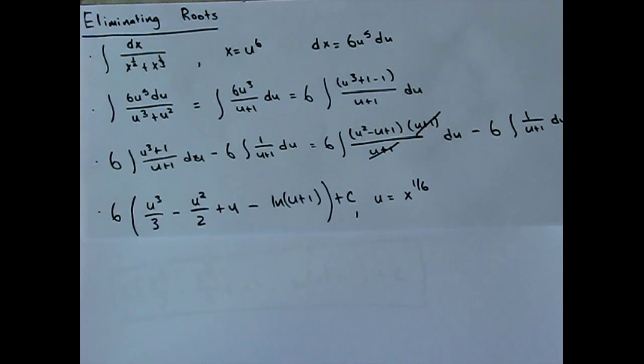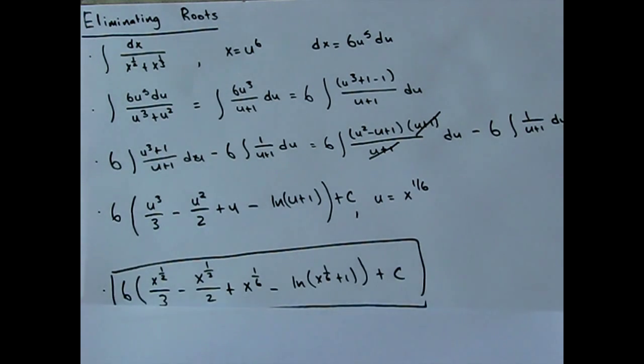Taking the integral of everything, you get 6 times the quantity u cubed over 3 minus u squared over 2 plus u minus ln of u plus 1, plus c. Here we establish that u is equal to x to the 1 over 6. So the final answer will be 6 times the quantity x to the 1/2 over 3 minus x to the 1/3 over 2 plus x to the 1/6 minus ln of x to the 1/6 plus 1, plus c.